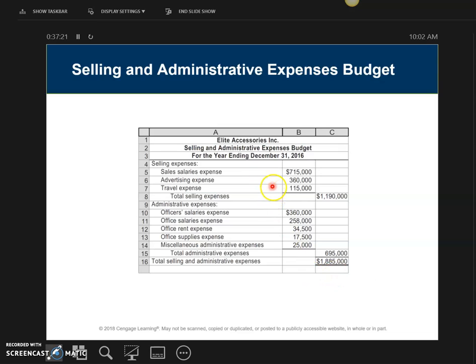Advertising may be a percent of overall sales. Well, where would you find that information? You would go back to the sales budget to find the sales information. So now that I've done my sales budget, my production budget, which includes my direct materials, direct labor, my factory overhead budgets, and I've done my cost of goods sold, I can now put together a budgeted income statement.